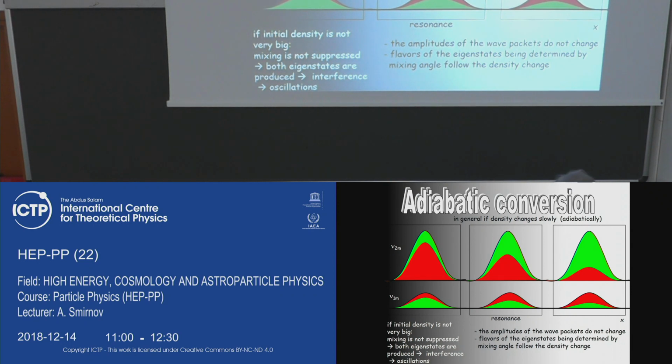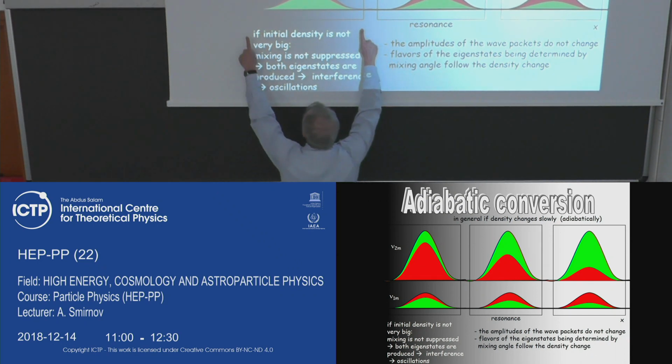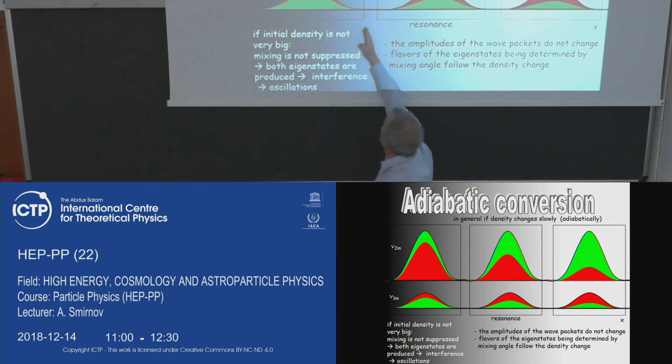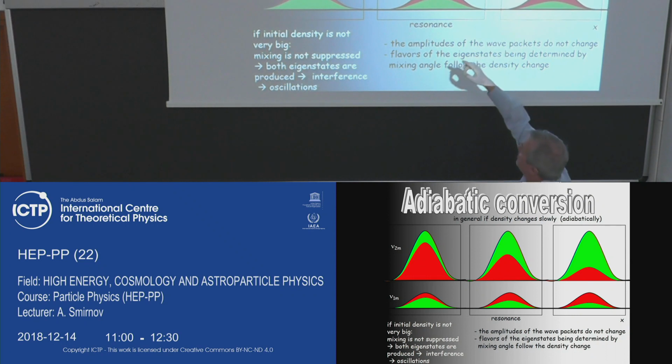And also remember this picture, because this is what happens inside the sun. You produce an electron neutrino, which has this composition. I will discuss later what this is. And then when it propagates from high density to low density, what happens is that these are wave packets. The size of the wave packets doesn't change. You see, the upper and this is down. And there are two wave packets, because we deal here with mixing, with a mixed state, which is composed of two eigenstates.